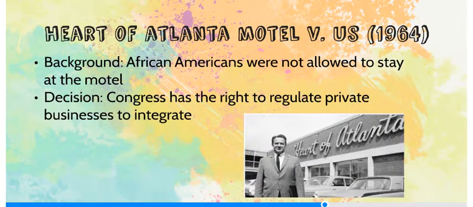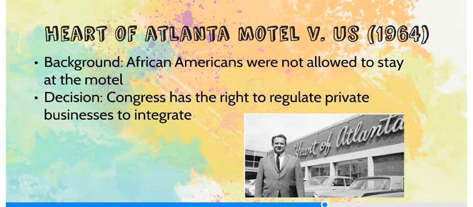The next one is the Heart of Atlanta Motel versus the United States. So, in the early 1960s, we got civil rights going on. We're starting in the Vietnam War. There's a lot happening. There's riots in the street. The people are marching. Buses are being boycotted. A lot of turmoil is happening. All right, there are hippies around.